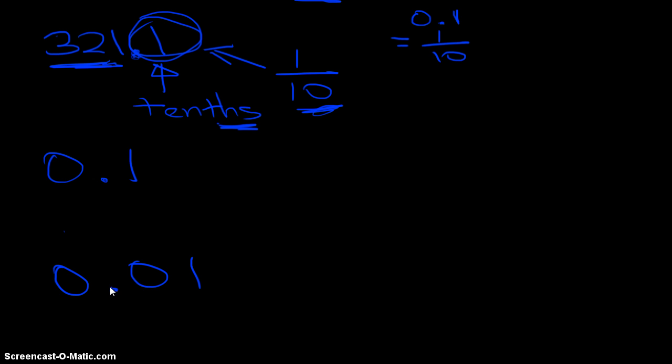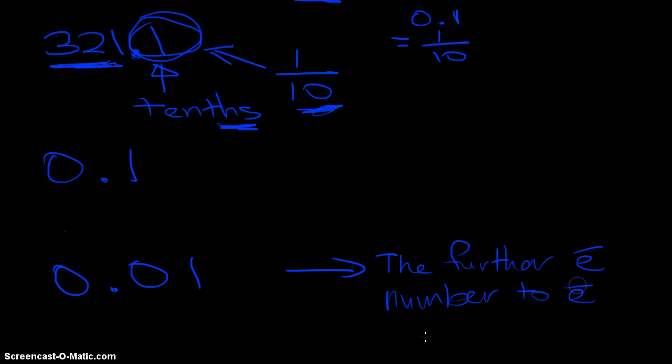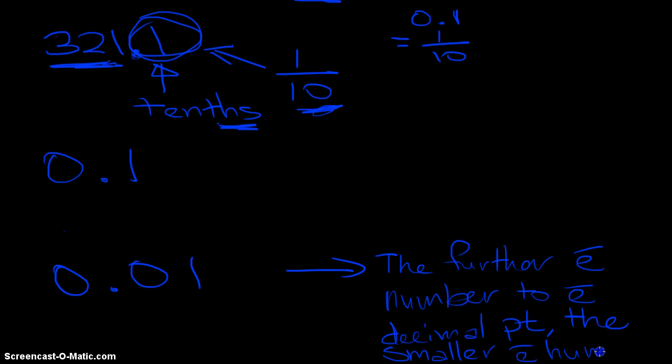Why? I say again, the further the number is from the decimal point, the smaller the number. Simply because this one is cut into 100 parts, and this one is in the tenths place, so it's cut into only 10 parts.